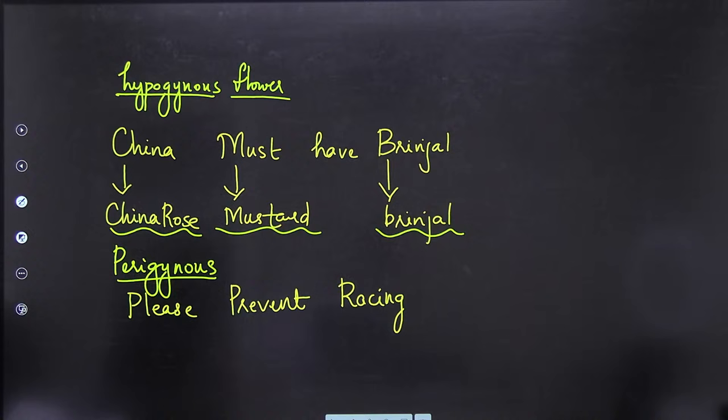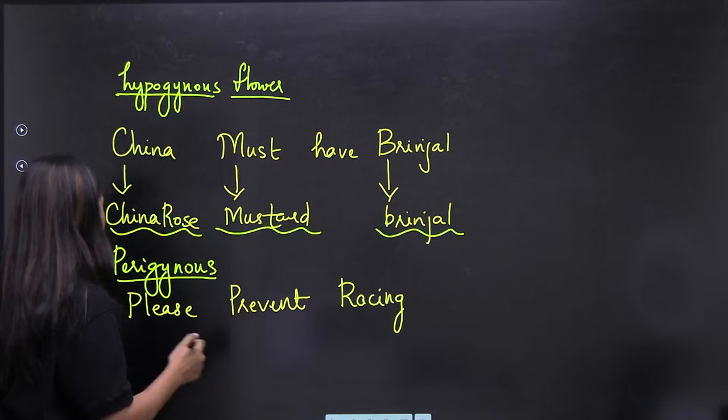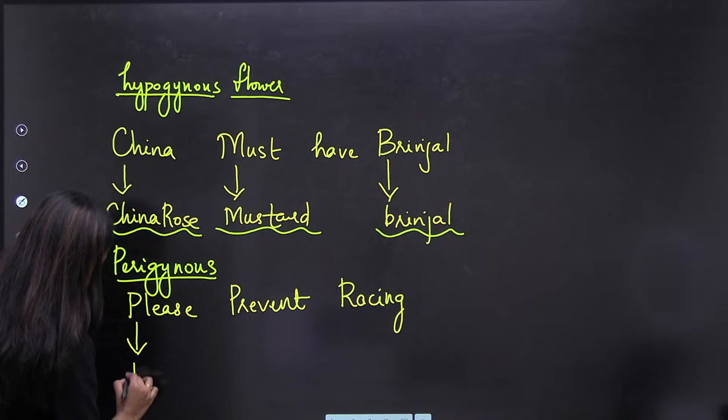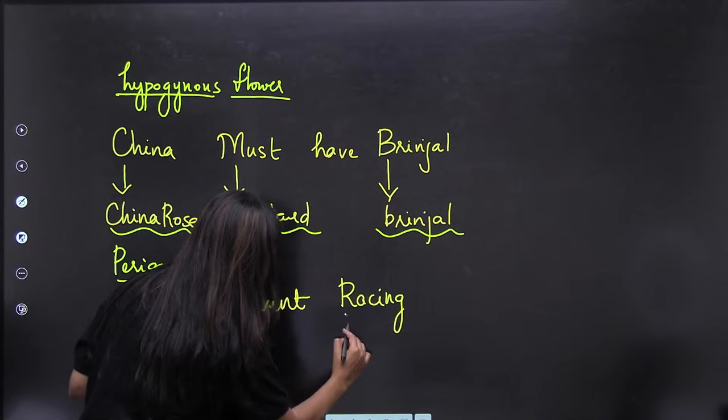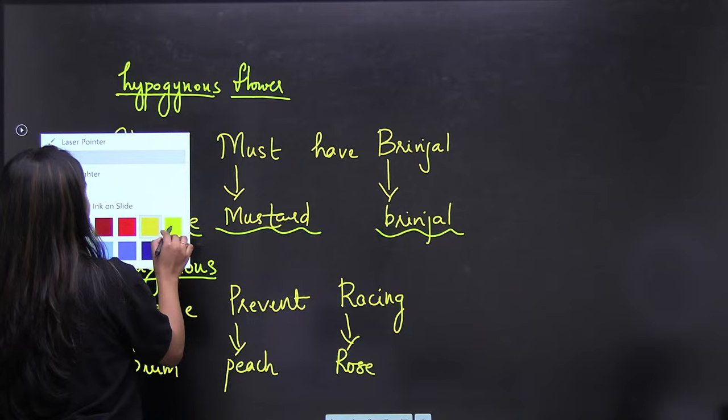Yes, 1 minute. Okay, fine. So, please prevent racing. What did they say? Please prevent racing. We are telling them don't race, who is going to become superior, who is going to become half inferior. So the examples are plum, peach, rose. Plum, peach, rose. Clear to all of you?